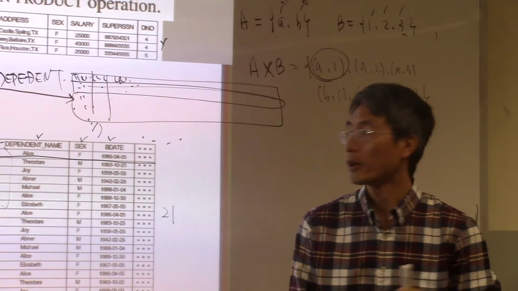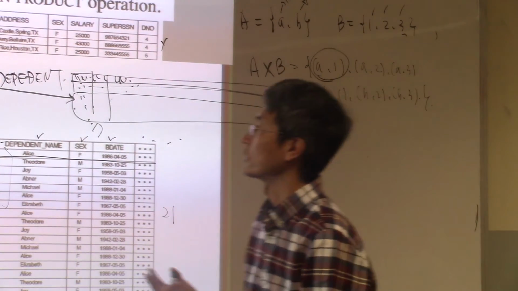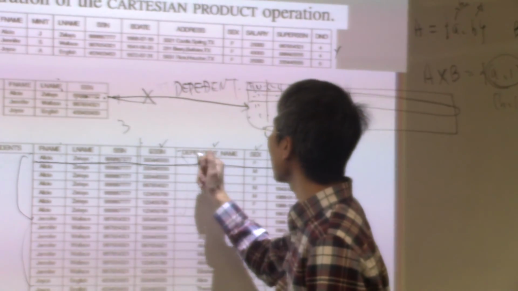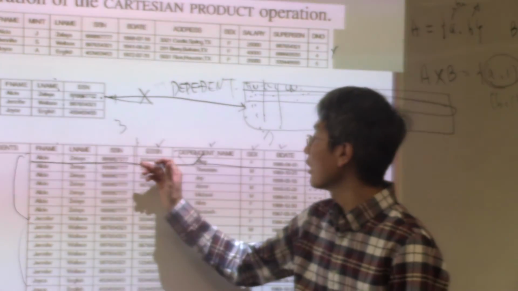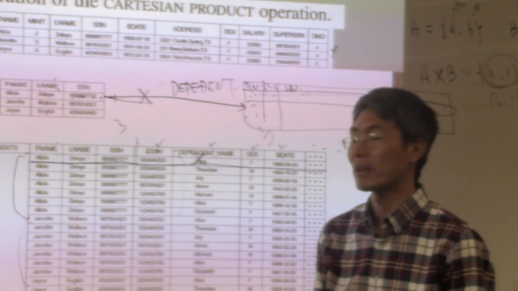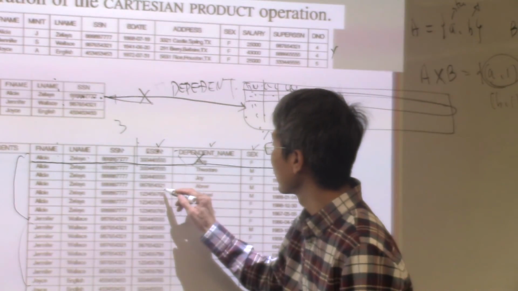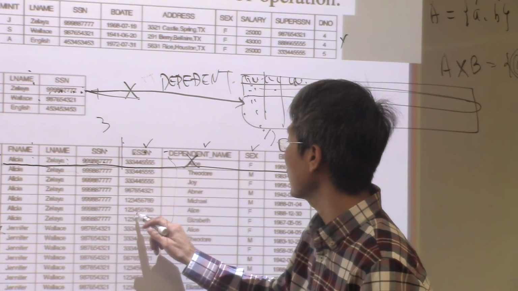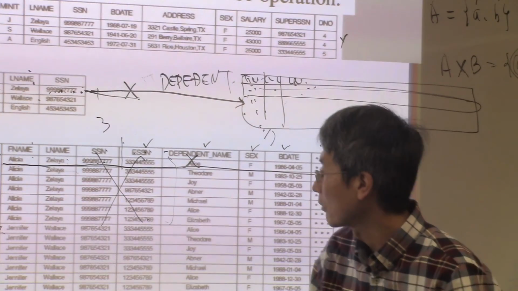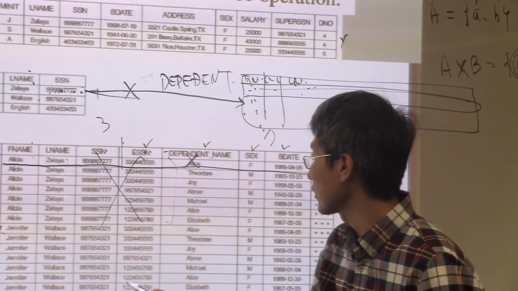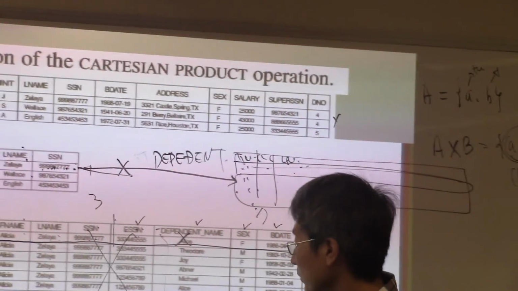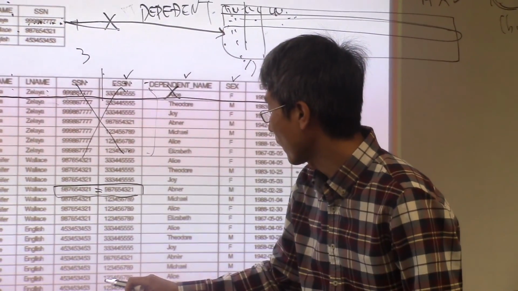However, what we want is the employee and their dependents. So Elisa Jeremiah 9987 is not related, because their ESSN is not the same. What we want is... 99998877 is not here, not matching. But Jennifer 9877, this one is matching, okay? And Joyce 456, 456.